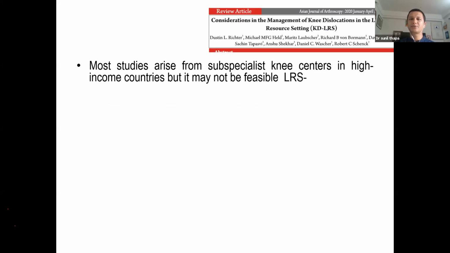But most of the literature is generated from the West, where there are subspecialty knee centers. In a country like ours, with limited resources, special consideration should be taken. There is a very good article recently published in the Asian Journal of Arthroscopy, and one of the co-authors is Sachin Tapasvi, very well known to us.